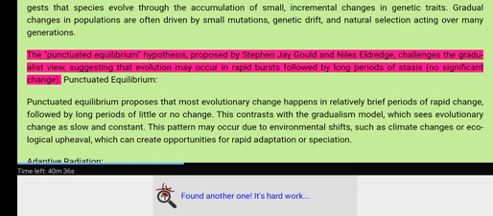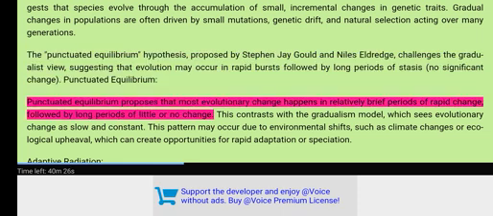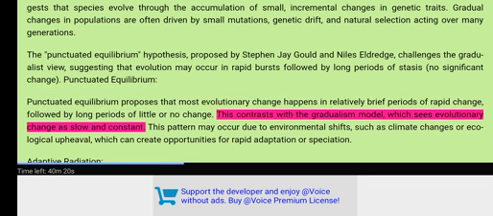The punctuated equilibrium hypothesis, proposed by Stephen Jay Gould and Niles Eldredge, challenges the gradualist view, suggesting that evolution may occur in rapid bursts followed by long periods of stasis, no significant change. Punctuated equilibrium. Punctuated equilibrium proposes that most evolutionary change happens in relatively brief periods of rapid change, followed by long periods of little or no change. This contrasts with the gradualism model, which sees evolutionary change as slow and constant.